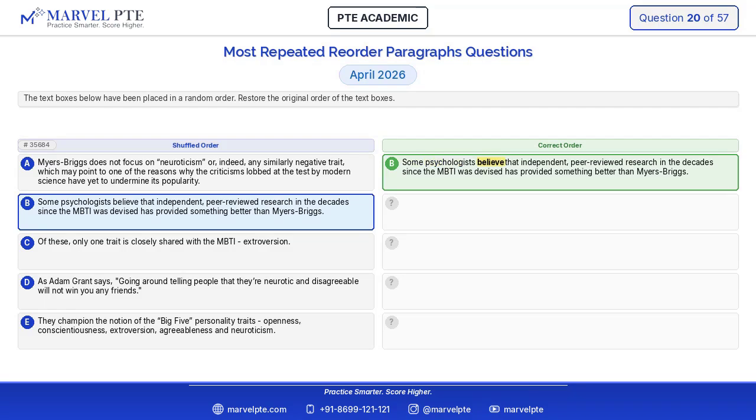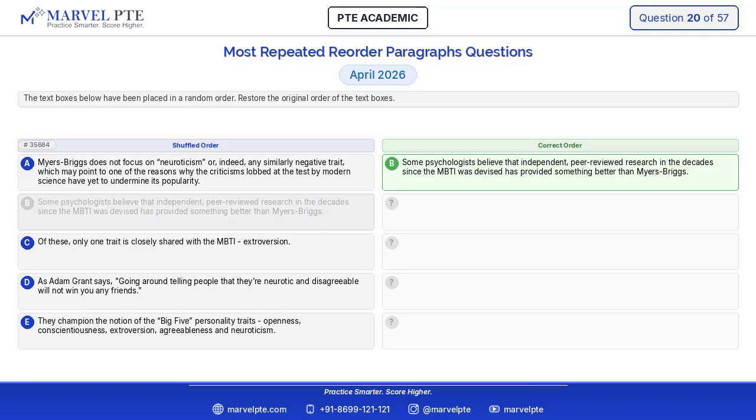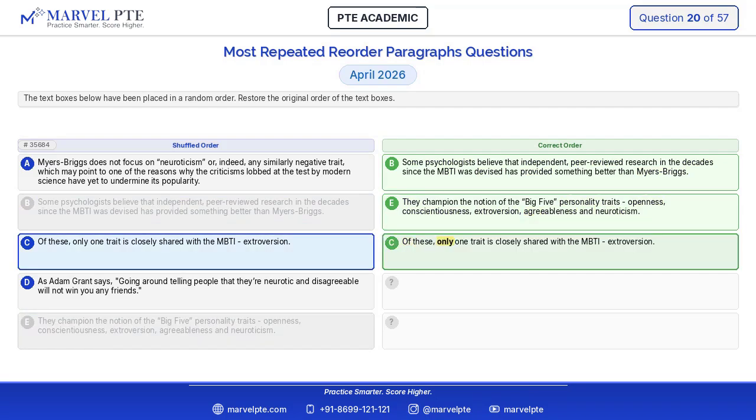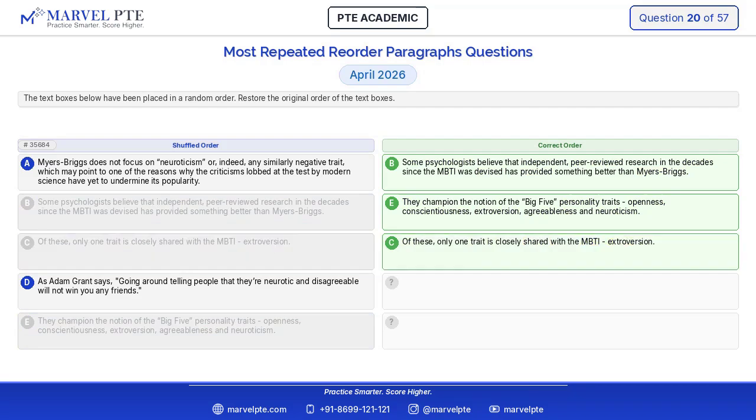Some psychologists believe that independent, peer-reviewed research in the decades since the MBTI was devised has provided something better than Myers-Briggs. They champion the notion of the Big Five personality traits: openness, conscientiousness, extroversion, agreeableness, and neuroticism. Of these, only one trait is closely shared with the MBTI: extroversion.